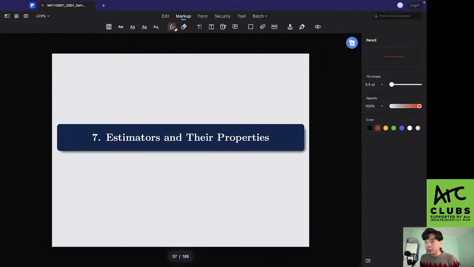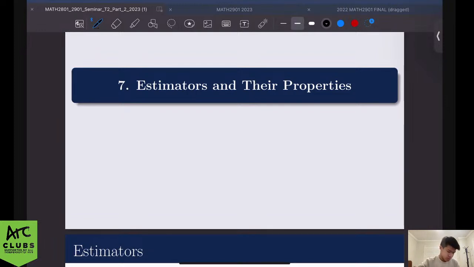So that's pretty much it for my part, which is convergence. We'll now be going to estimators and their properties, and this will be led by Bruce.